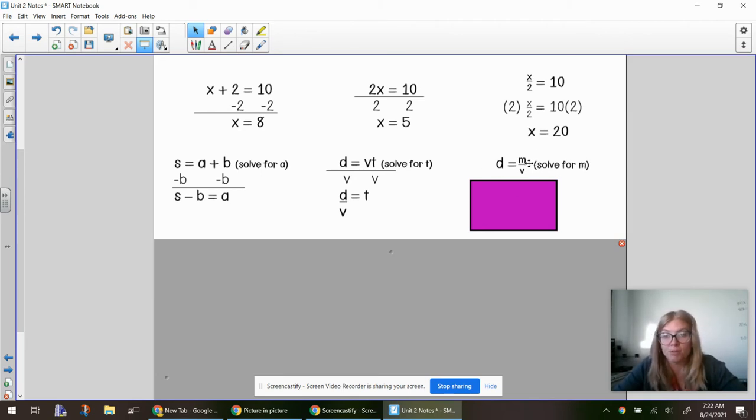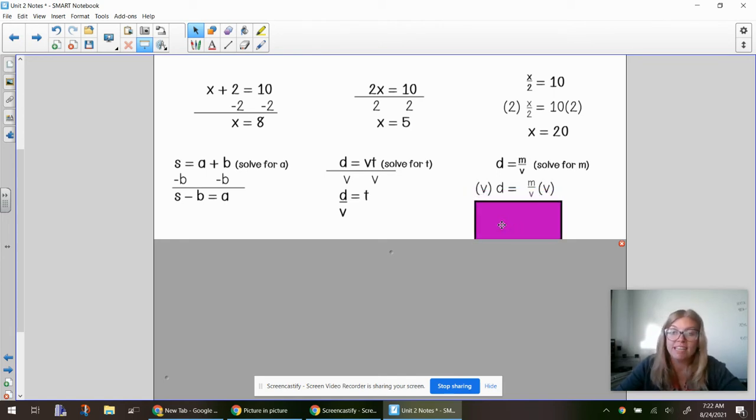In our next example, I'm trying to solve for m, so to solve for m, I'm going to multiply both sides of my equal sign by v, and that gives me dv equals m.